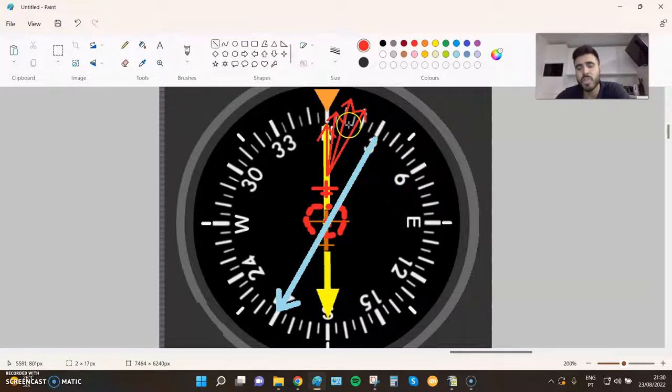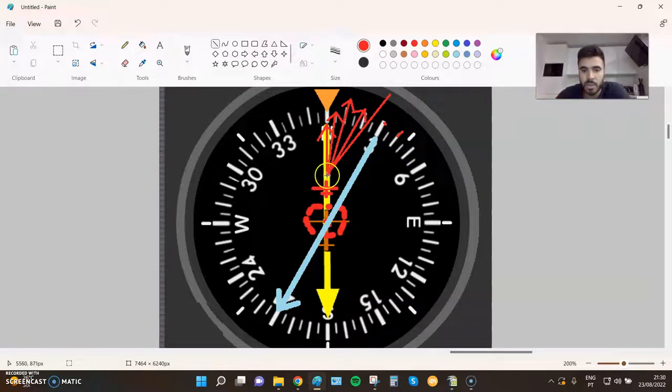If I do 031, I am intercepting with 1 degree of angle of interception. I'm going to take a long time to intercept it because it's only 1 degree of interception. If I intercept with heading 040, I'm going to intercept with 10 degrees angle of interception. Once again, I'm going to take a long time to do it. If I want to intercept really fast, what do I do?